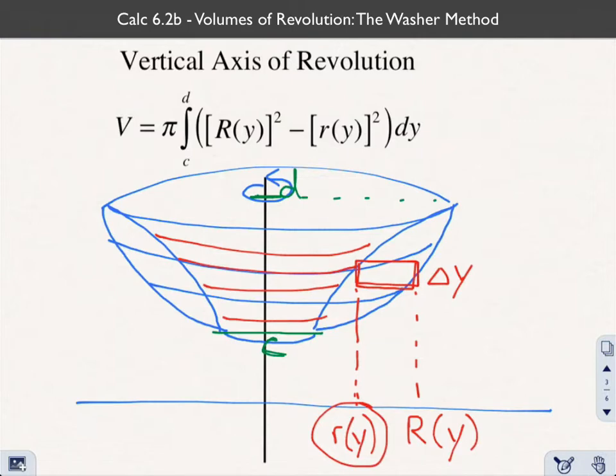Now, when we look at our integral, the volume is going to be pi times the definite integral from c to d of capital R of y squared minus lowercase r of y squared, with respect to y. So again, you can think we just need to find the outside, the entire solid, and then subtract that little hole or the inside solid to find our overall volume.